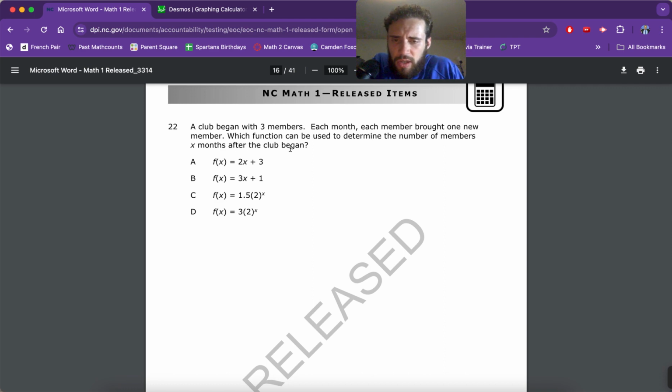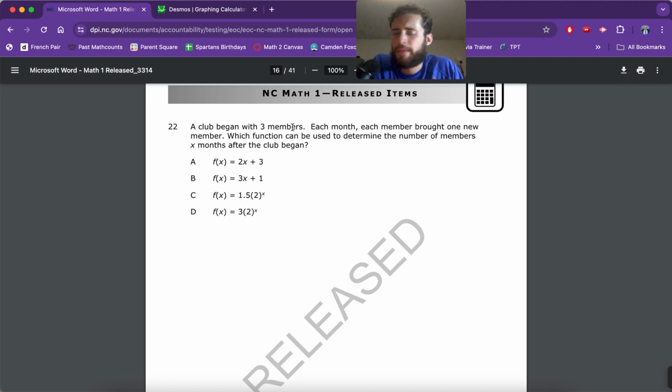X months after the club began. Okay, so X is the number of months after it began. So on week 0, it was still 3 people. So you want on week 0, it's 3. And on week 1, or 1 week after, it would be 6.